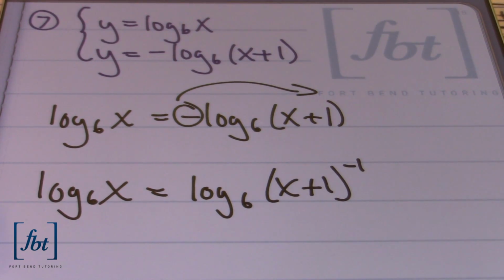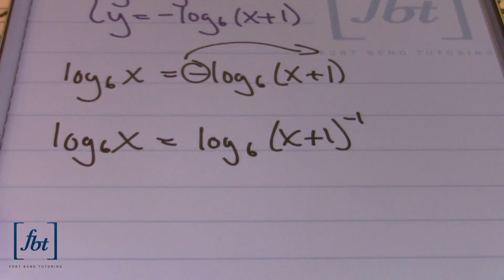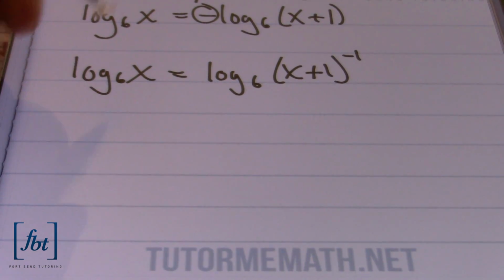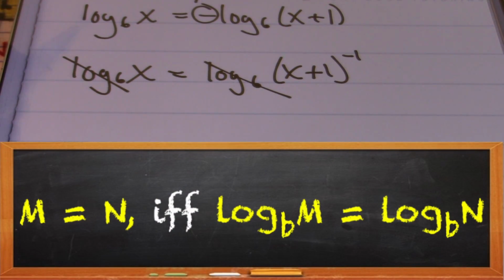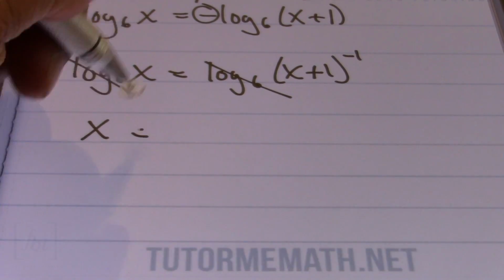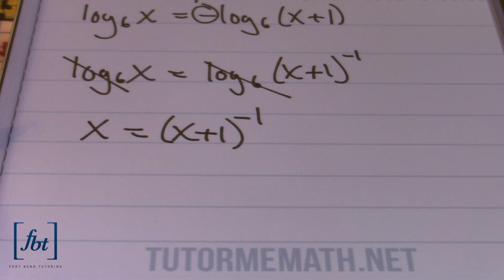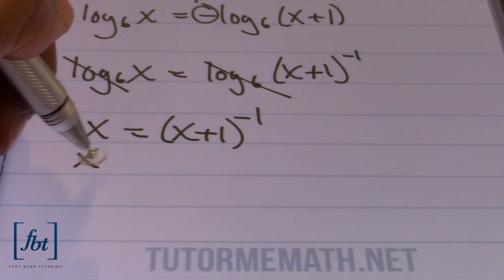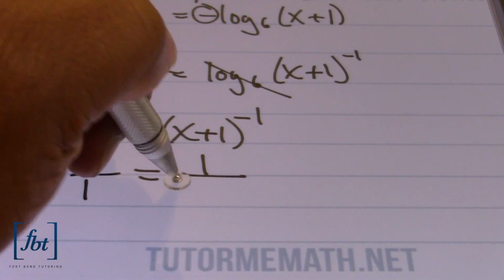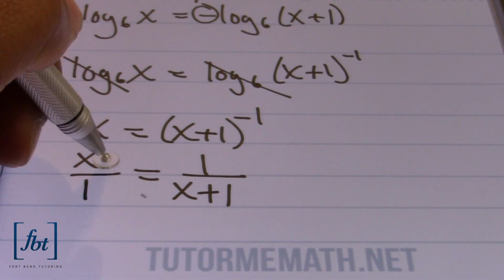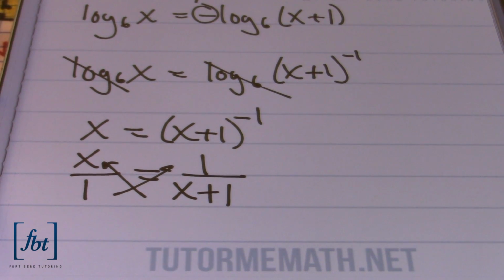Now, because we have a log set equal to another log, we're going to be able to cancel these out. Anytime you have the exact same logs set equal to one another, just cancel them out. You'll end up with x equals x plus 1 to the negative first power. I'm going to rewrite the problem as a proportion. I'm going to have this rewritten as x over 1 equals 1 over x plus 1. And then I'll be cross multiplying to solve the problem.